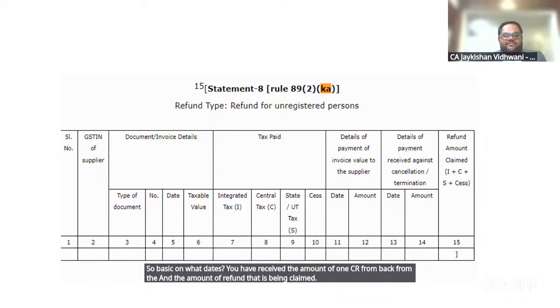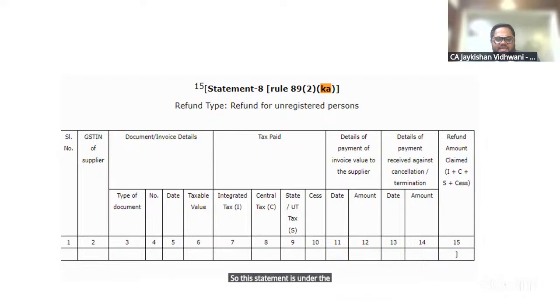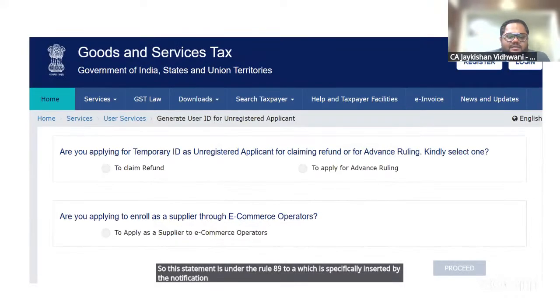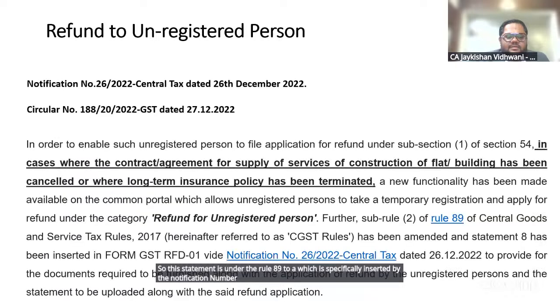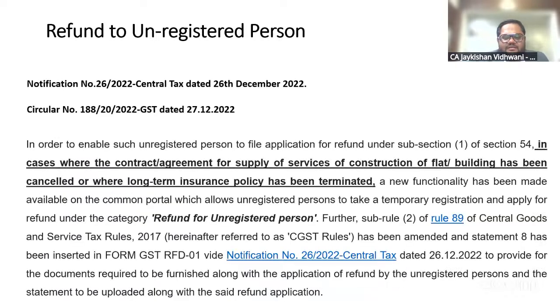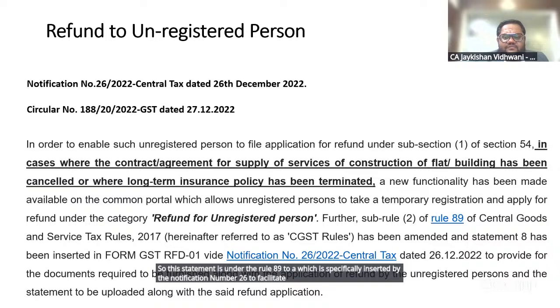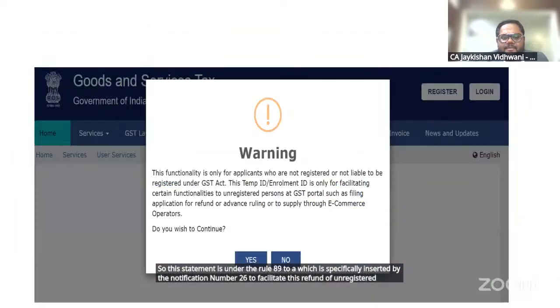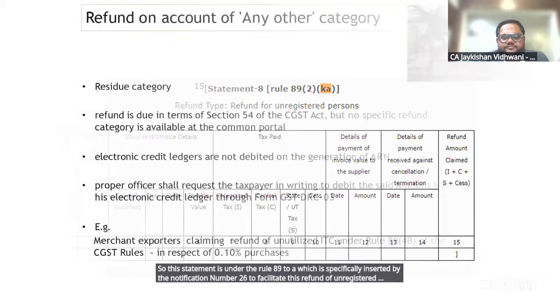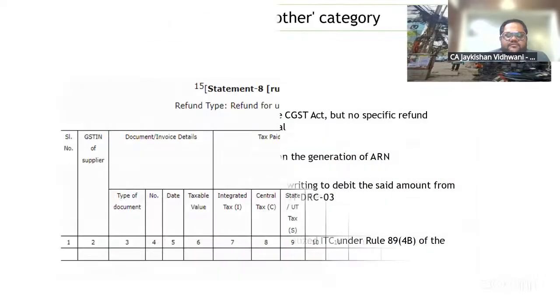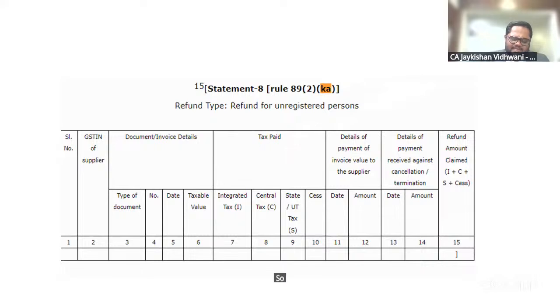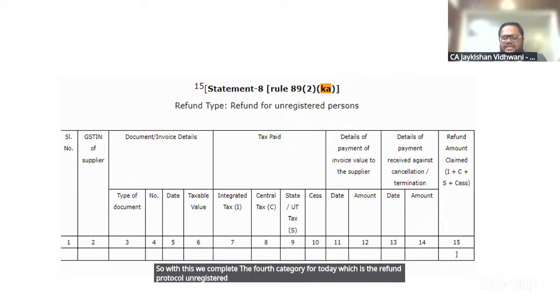This statement is under Rule 89(2)(k), which was specifically inserted by Notification No. 26 to facilitate this refund for an unregistered person. So with this, we complete the fourth category for today, which is the refund to the unregistered person in case of long-term contracts.